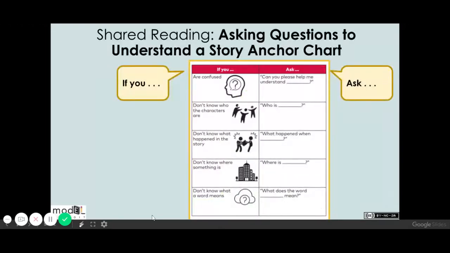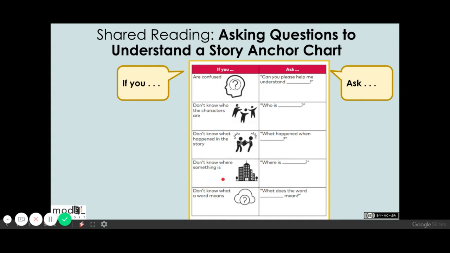We are introducing a new anchor chart today. This is a chart to help us understand when we should ask questions to understand a story. So, if you are confused by a story, you could ask, can you please help me understand blank? If you don't know who the characters are, you can ask, who is blank? If you don't know what happened in the story, you can always say, what happened when blank?